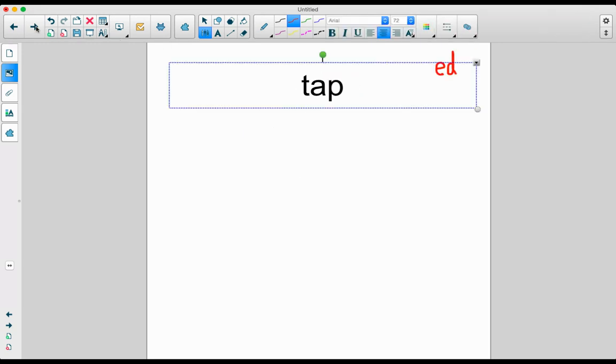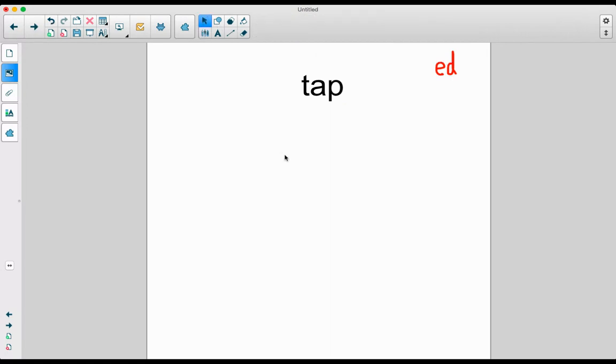But this takes us into adding ED to the end of the word. So if you remember a minute ago, we had the word tap and we changed it to tape. If I add an ED to the end of this word, E is still there. So E is still going to shout to the A. So I have the word taped, like he taped up his artwork on the board.